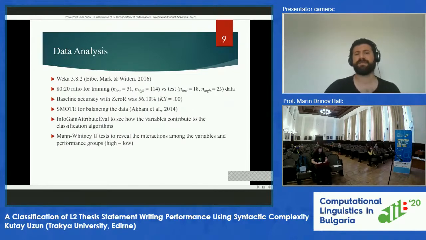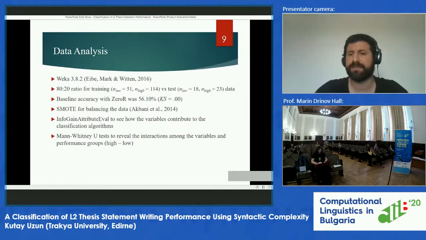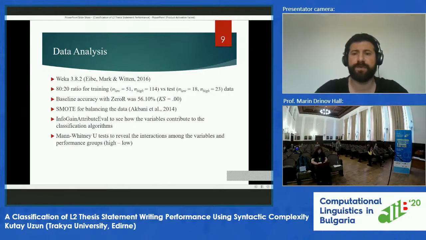And for the classification analysis, I used Weka, developed by Waikato University in New Zealand, mainly for classification and prediction purposes. But it has lots of add-ons and packages that can expand the use of the software. So I divided my data into training data and test data with a ratio of 80 to 20. The training data had 51 low-performing thesis statements and 114 high-performing thesis statements. And the test data consisted of 41 thesis statements, 18 of which were low-performing and 23 of which were high-performing.